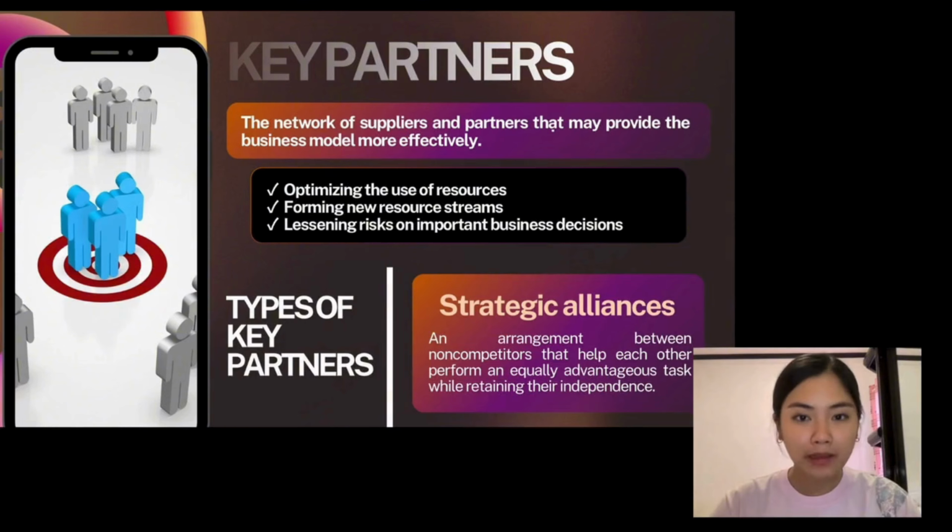It is an arrangement between non-competitors that help each other perform an equally advantageous task while retaining their independence. So, for example, there is a new cafeteria business partnering with several coffee bean suppliers. So basically, the cafeteria business and the coffee bean suppliers are independent. However, they are partnering so that they could have a more successful business. And take note that they are non-competitors. They are just forming alliances.